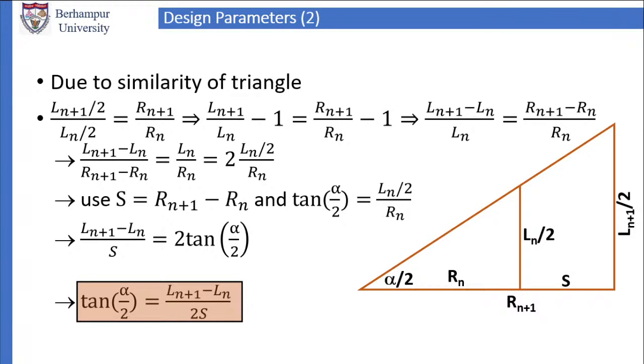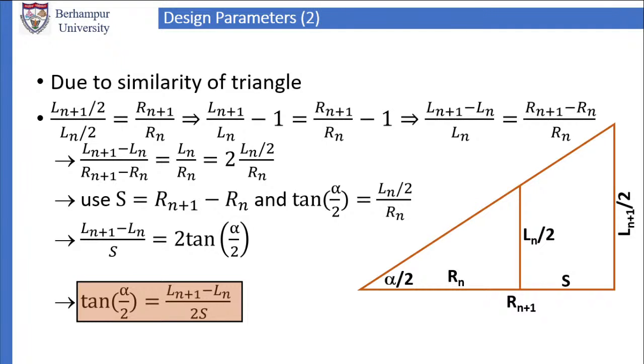And now see this picture. In this picture, we have two right angle triangles. For one triangle, the distance from the apex to the edge is Rn plus 1 when we are considering the Ln plus 1 element. For the second one, Ln, the distance from the apex to this Ln is Rn, and the angle is alpha by 2. Total angle is alpha, we are considering half of that, so angle is alpha by 2. Separation between Rn plus 1 and Rn is S. So all those are given.